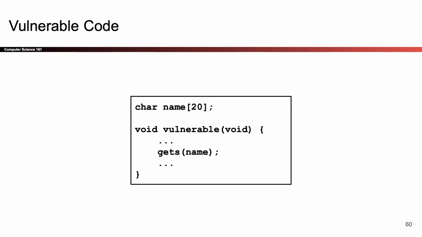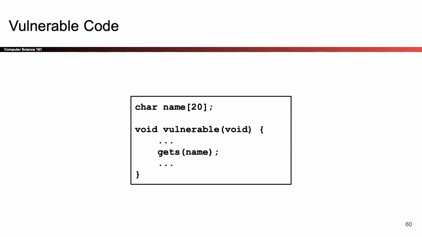This function reads in some text from the input and stores it, in this case, into name. And you'll notice that you don't pass any argument to gets saying how much space is available or how many bytes to read. It just reads characters until it hits a newline, as long or as short as that might be.